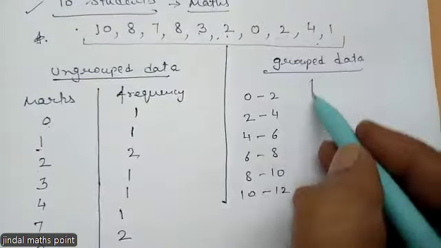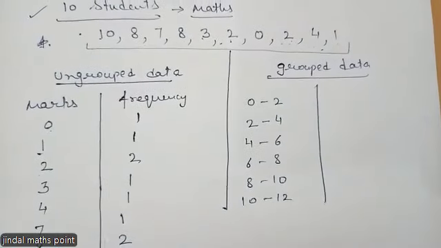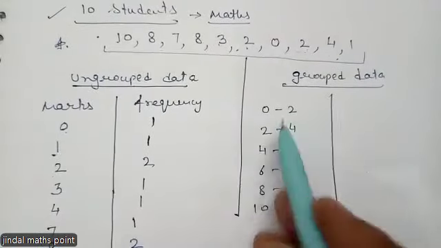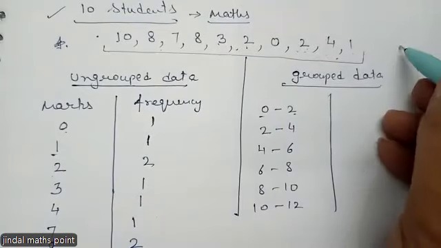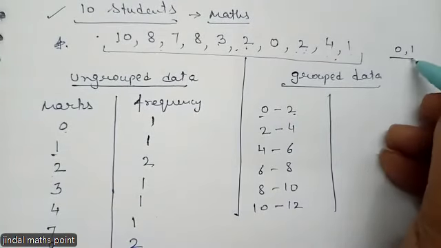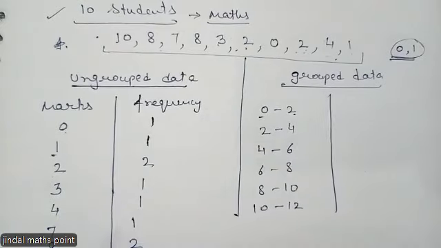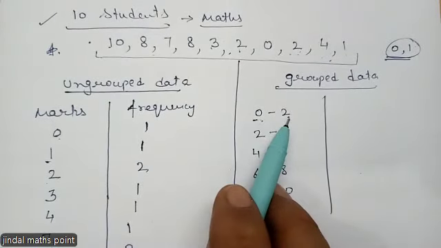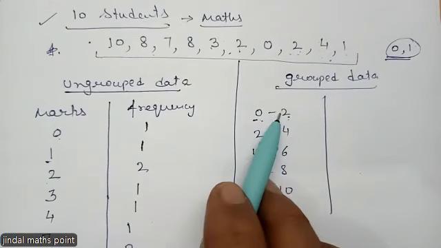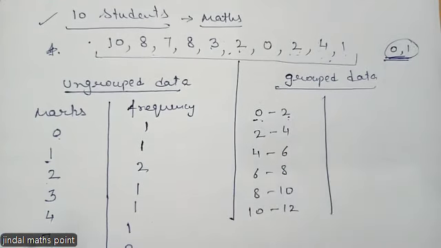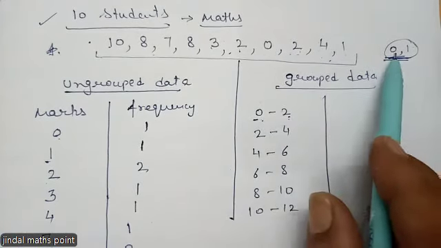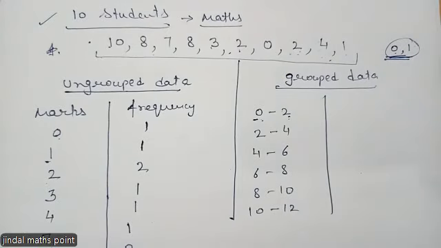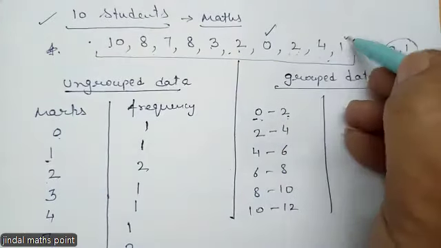Now, in grouped data, 0 to 2 means we have to calculate the students who scored 0 and 1. That is it, because 0 is included and 2 is not included. The upper limit is not included. We can't include 2, so that means 0 and 1. How many students are there who scored 0 and 1? 3.